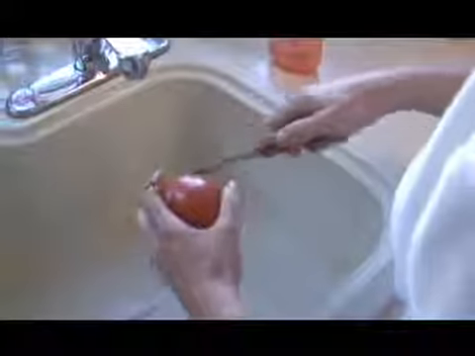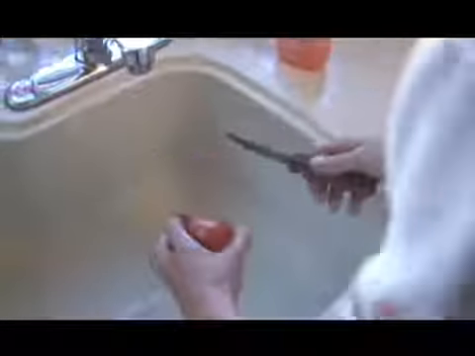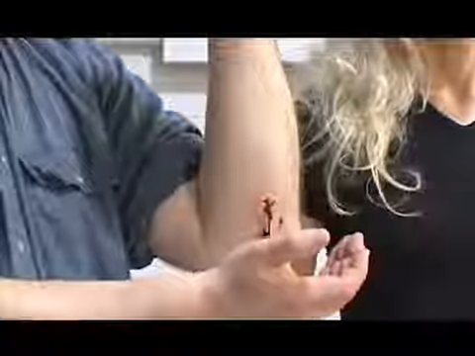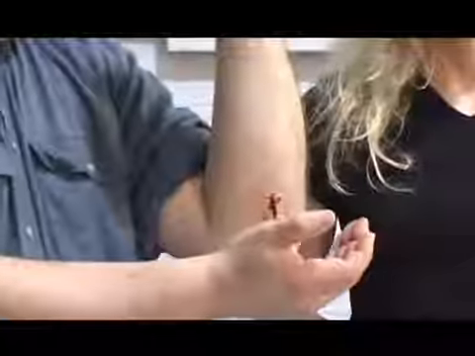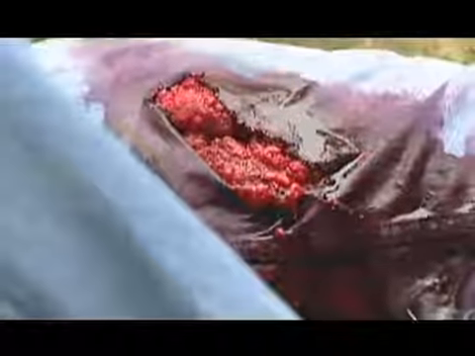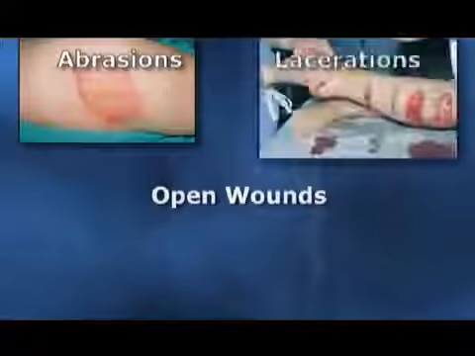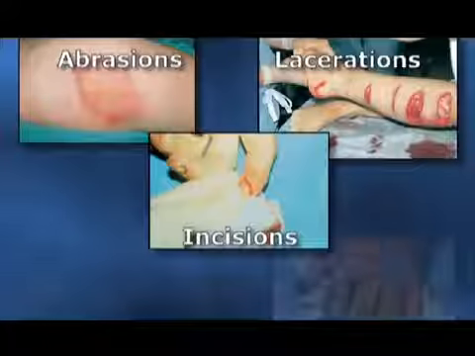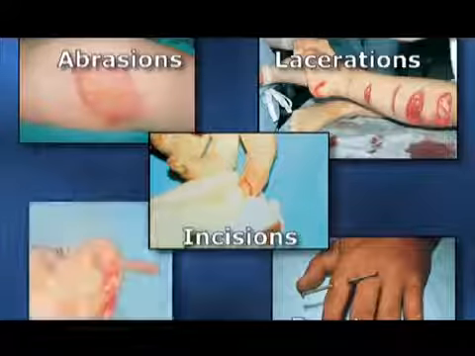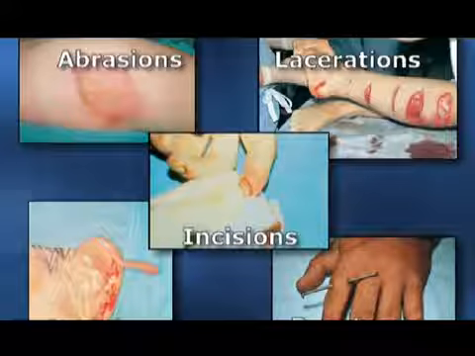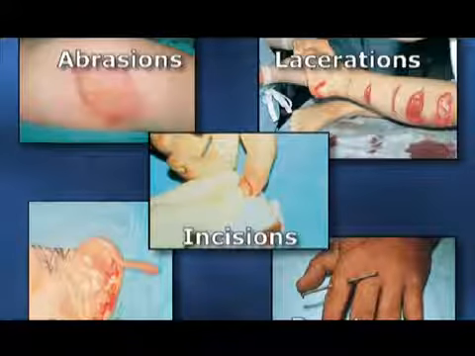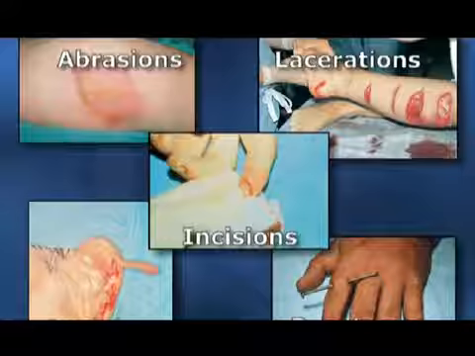There are three general types of bleeding: capillary, where the blood oozes slowly from a wound; venous, where blood flows steadily from a wound; and arterial, where blood spurts from a wound. There are several types of open wounds: abrasions, lacerations, incisions, punctures, and avulsions. Regardless of the type of bleeding or type of open wound, follow the same basic steps to control bleeding.